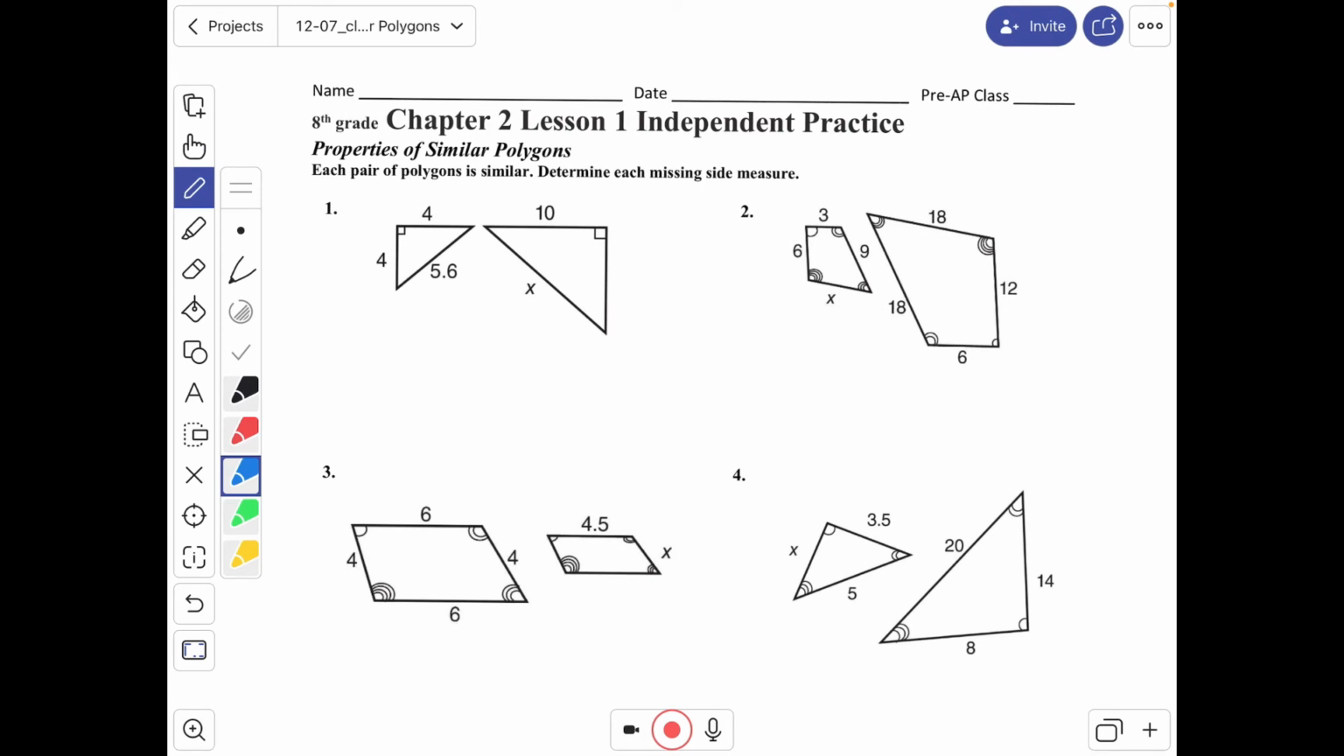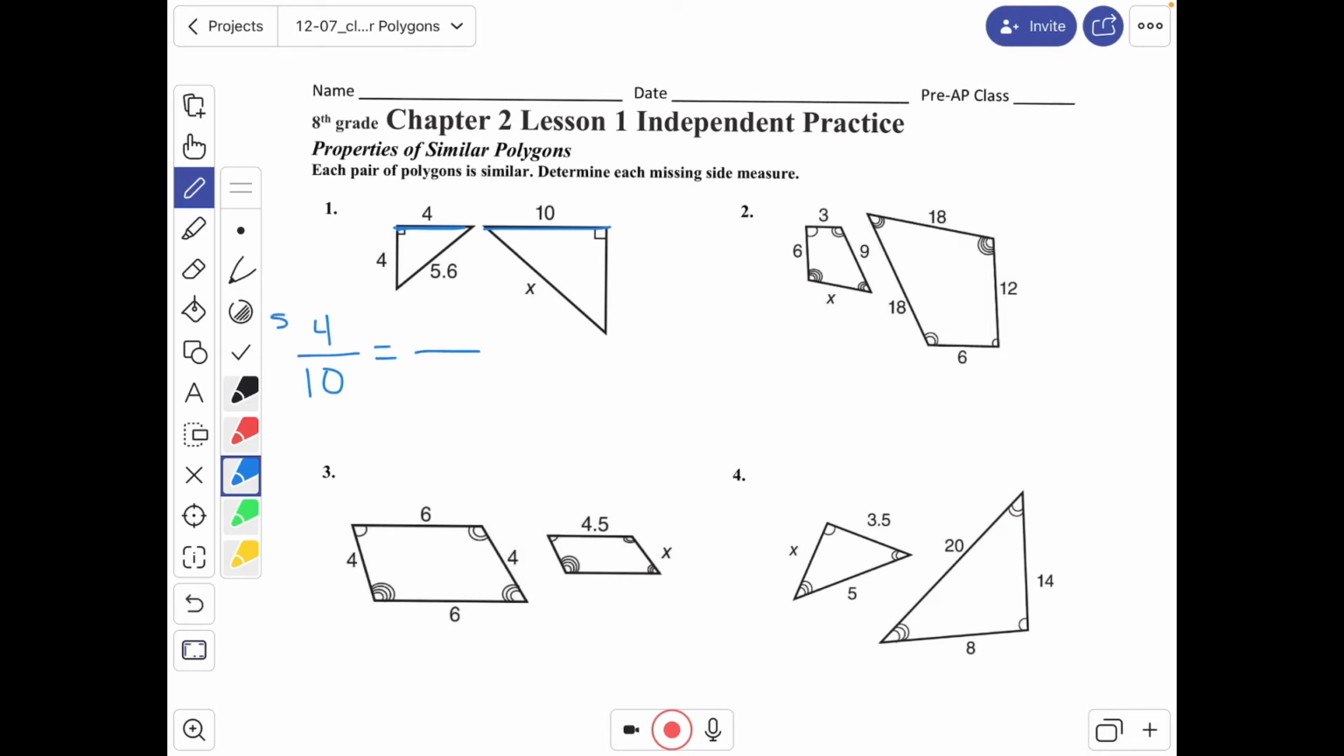It says each pair of polygons is similar. We're going to determine each missing side, so you're just solving for the X. We need to figure out what it corresponds to on the known shape. And you can use the angle markings to figure out which sides correspond to what. So this side here corresponds to this one, or 4 corresponds to 10.